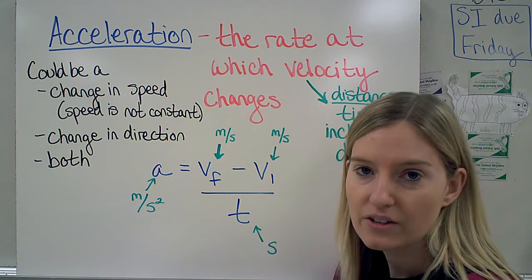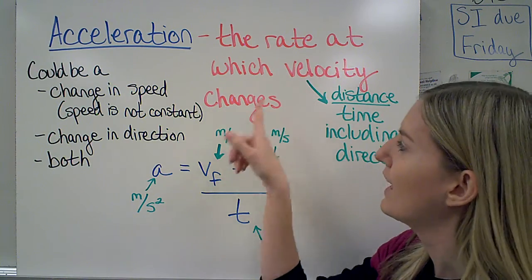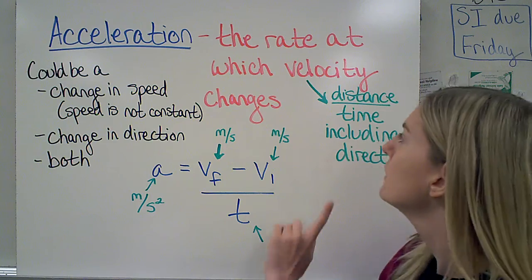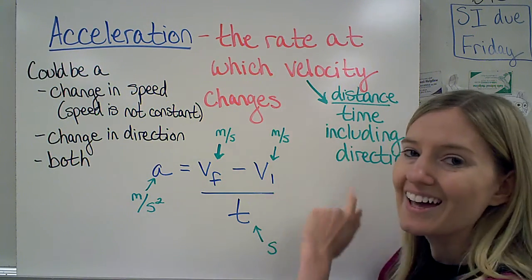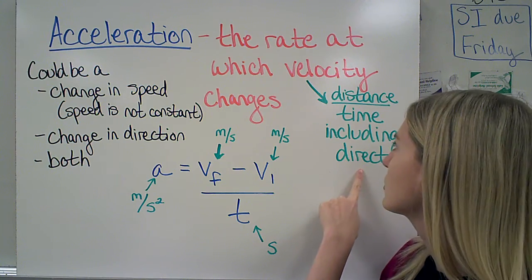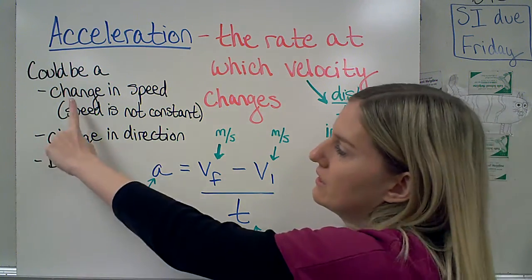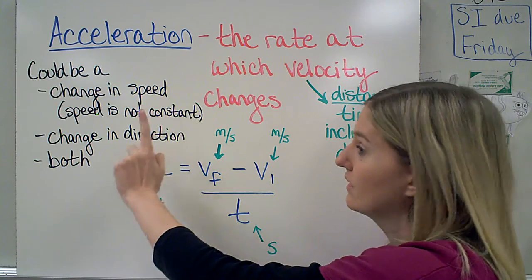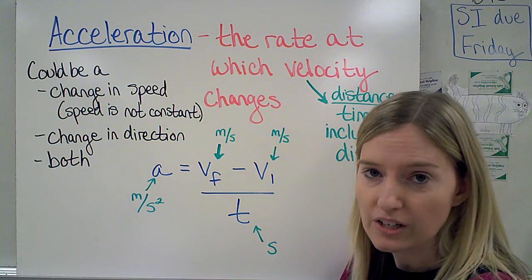Today we're going to talk about acceleration. Acceleration is the rate at which velocity changes. So to remind ourselves about velocity then, we need to remember that velocity is distance divided by time, and it includes a direction. So acceleration is going to be either when I change my speed, so speed is not constant, or I'm going to be changing in direction.